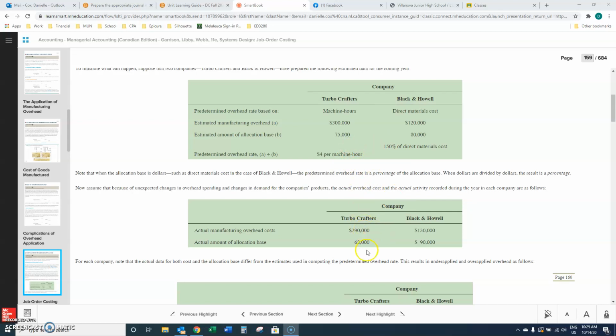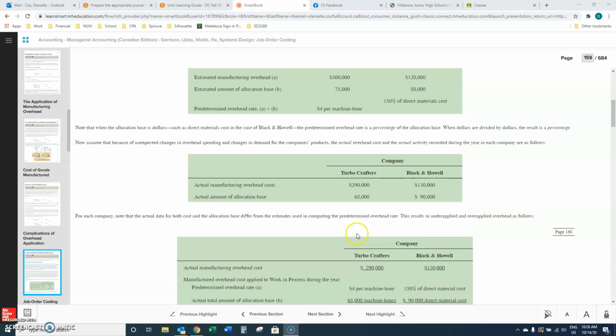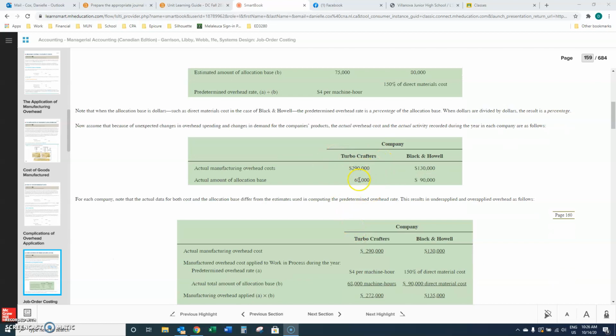Turbo Crafters, at the end of the year, actually only used 68,000 machine hours. So they had allocated it based on 75,000, but they only had 68,000, so there's a difference there. And their actual overhead cost ended up being 290,000, where they had estimated 300,000. Like I said, this is based on estimates, and this is your actual. So you use your best guess at the beginning, you allocate your overhead out throughout the year, and then at the end of the year you say, okay, our numbers were a little different.